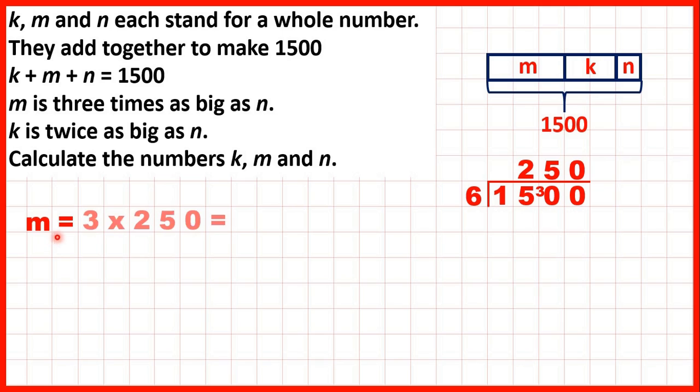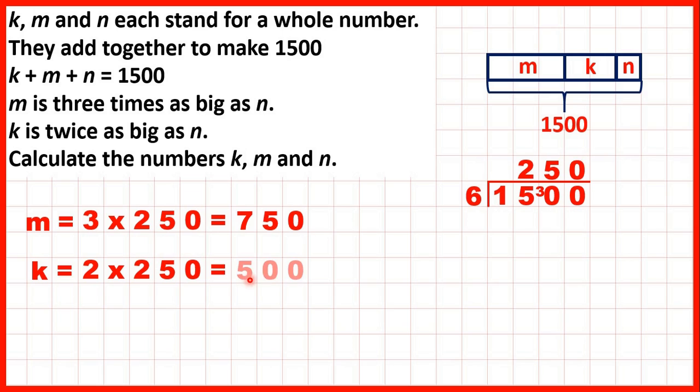So to find M, we can multiply 3 by 250 because we have 3 squares and each square is worth 250. So M is 750. To find K, we can work out 2 times 250, so that's 500, and then N is just 250.